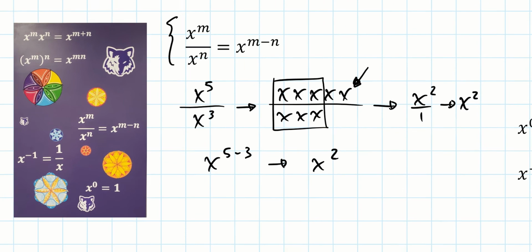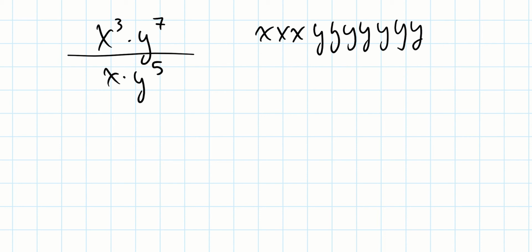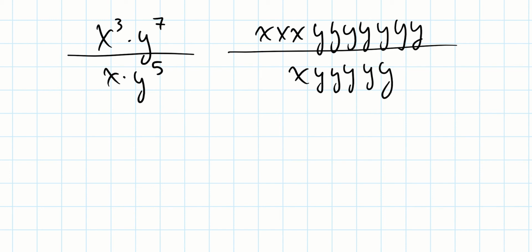I am not limited to a single variable, and I can also have some numerical values as well. So let's consider x to the third times y to the 7th over x times y to the 5th. Again, using expanded notation, I have 3 factors of x in the numerator and 7 factors of y also in the numerator. In my denominator, I have a single factor of x and 5 factors of y. There is a 1 when I grab a single factor of x from both the numerator and denominator, and 5 factors of y, 1, 2, 3, 4, 5, from the denominator.